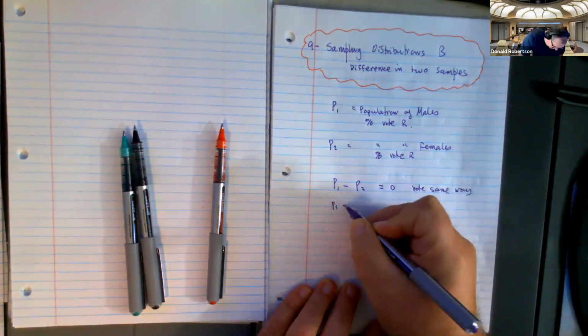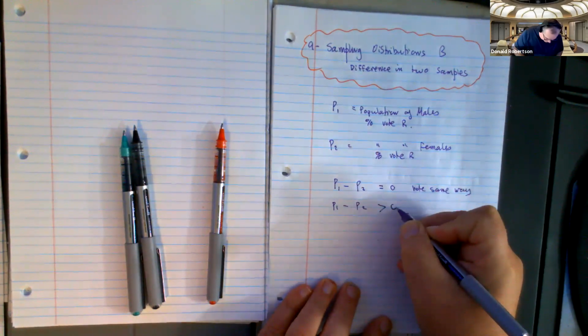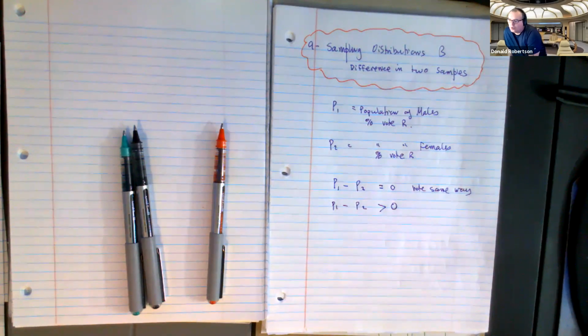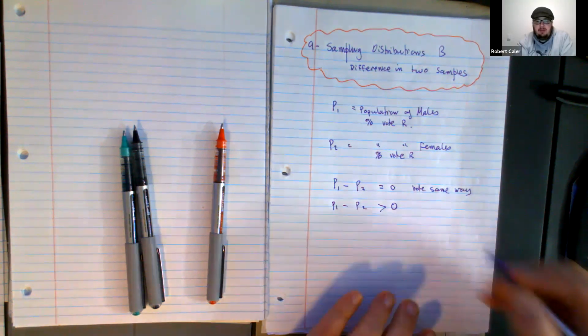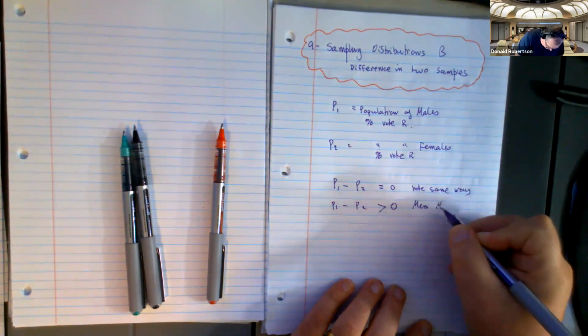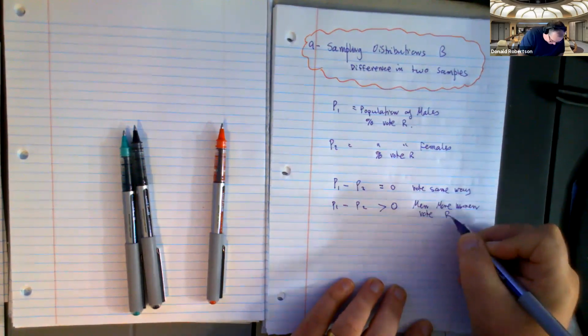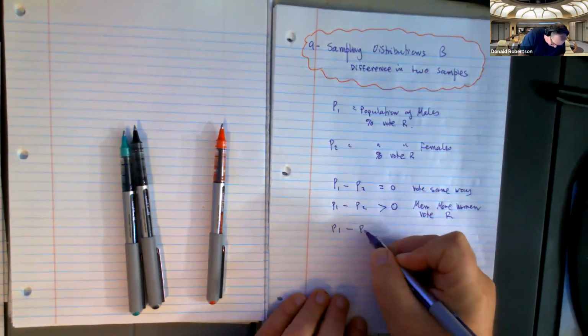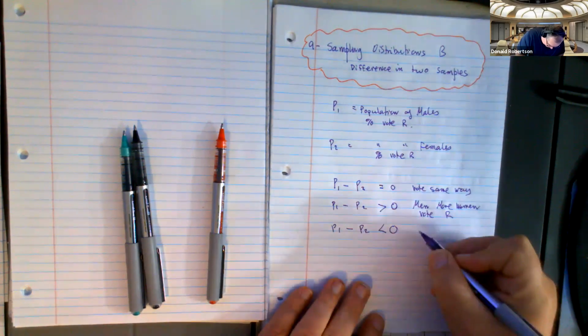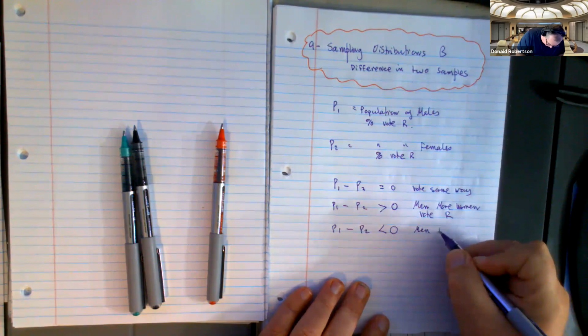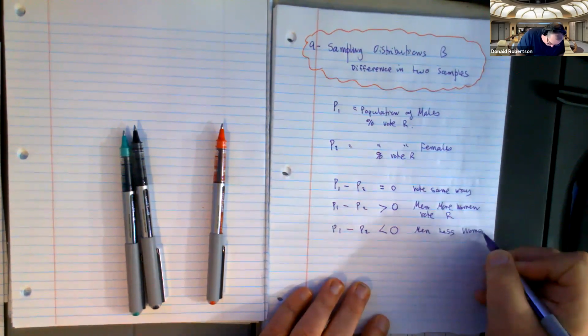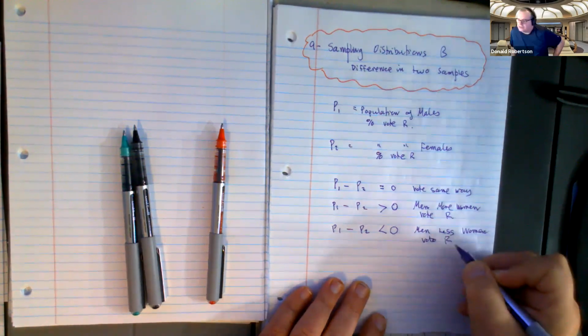Suppose P1 take away P2 was positive. Suppose it was bigger than 0. What would that be telling you? Suppose the difference was 10%, 0.1, for instance. What would that be telling you? A larger proportion of men vote Republican than women. Men more than women. What you said is right. Would you agree that if it was the other way around, in other words, the difference was negative, then men are less likely than women to vote Republican? Does that kind of make sense?